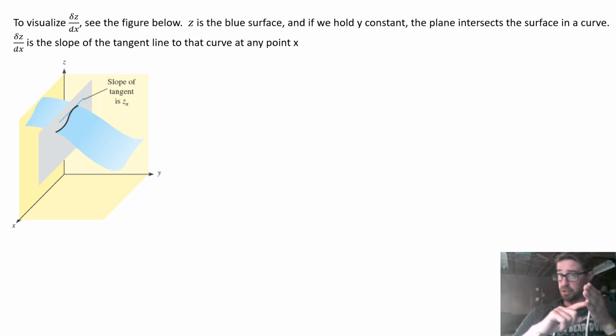It looks like a two-dimensional curve. It looks like a normal curve from normal calculus. So now you can picture a tangent line at some point along that curve, at any point, right? So dz dx is the slope of that tangent line at some specific point x. So we are still measuring a rate of change, but we're imagining that y stays constant, and now we can move x around back and forth. That's what dz dx is. It's the rate of change of the curvy thing with respect to the variable x.